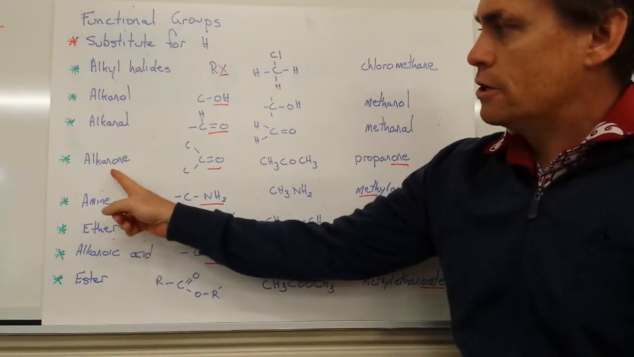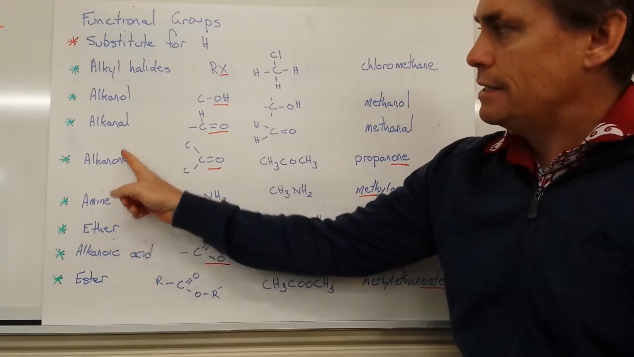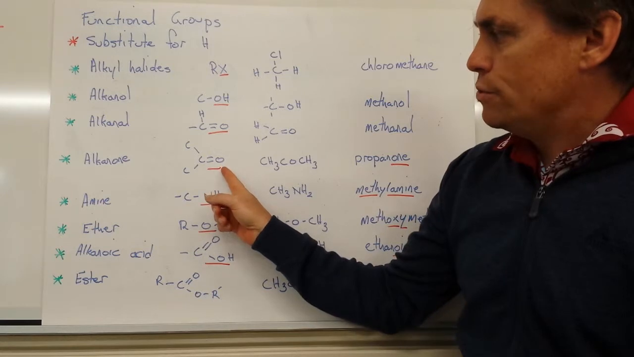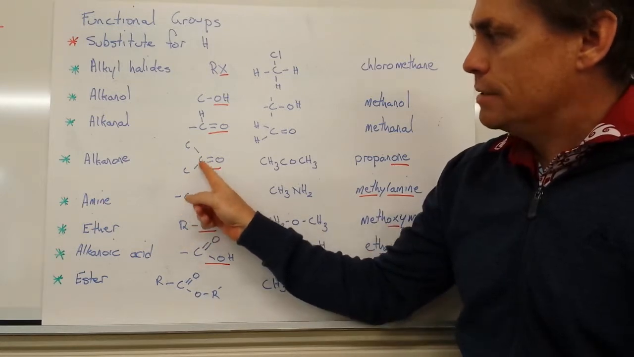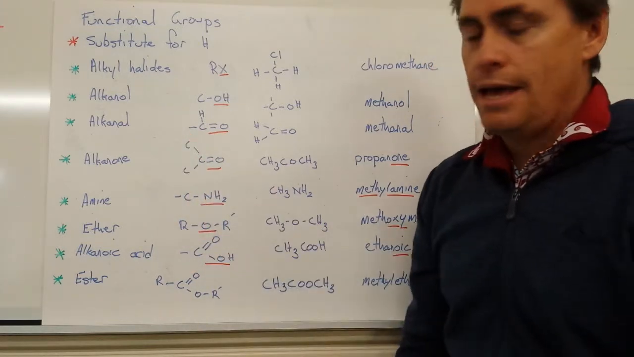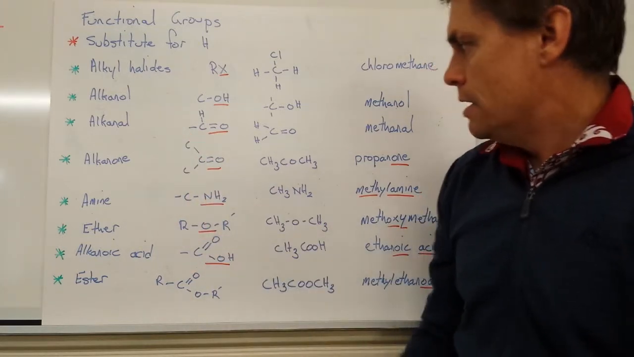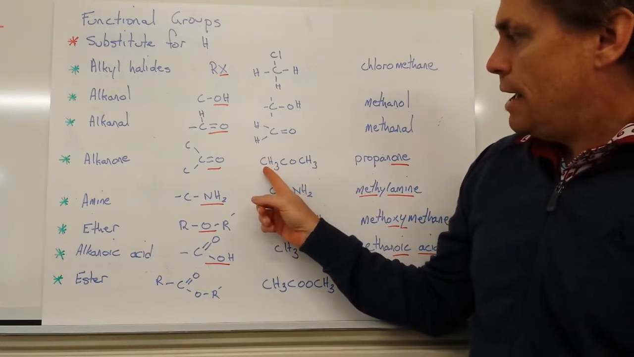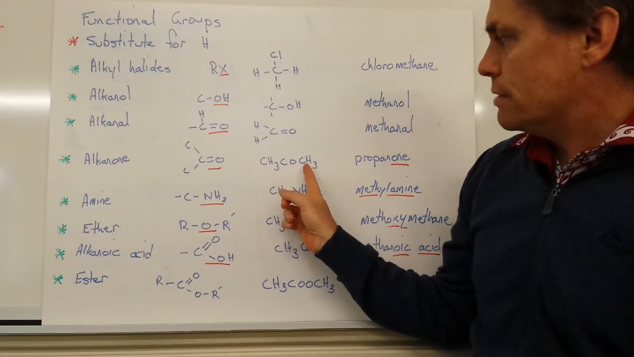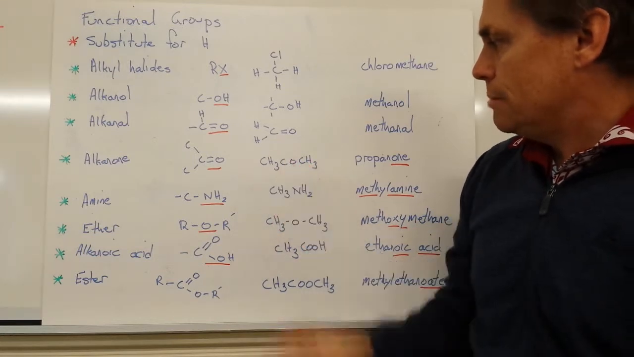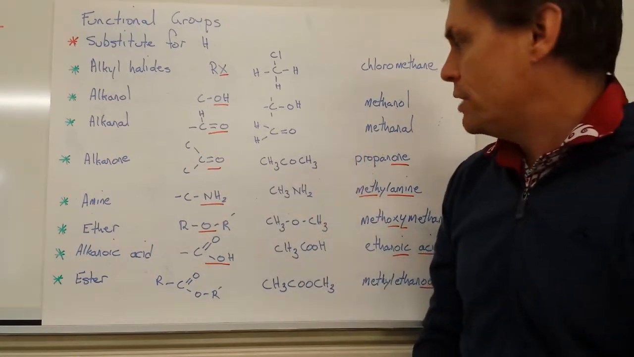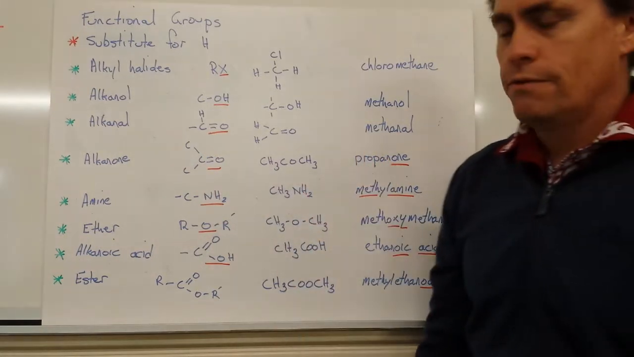We can also have an alkanone, O-N-E, instead of A-L or O-L. This time our double bonded O is not at a terminal carbon, but an intermediate carbon. And that's an important distinction between alkanals and alkanones. So we've got an example, a methyl group bonded to our carbon, bonded to another methyl group, and this oxygen here is double bonded. Because it's three carbons, we have propan as our prefix, and it's propanone for our alkanone.